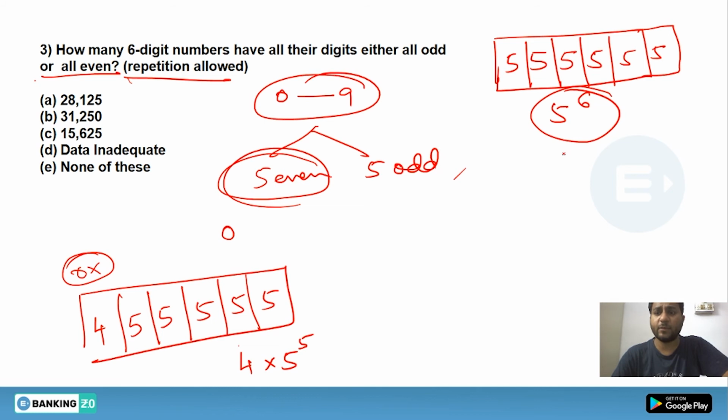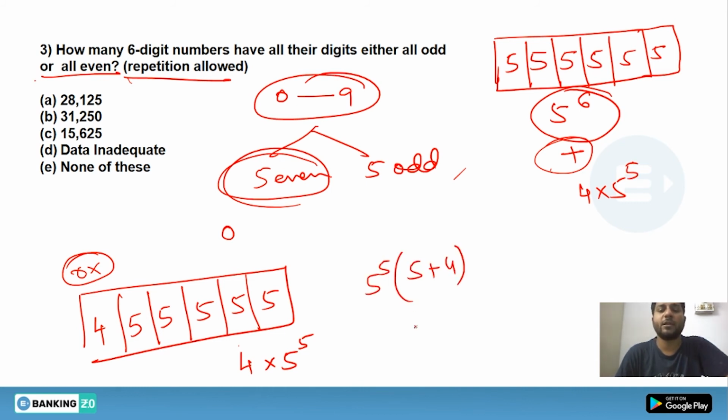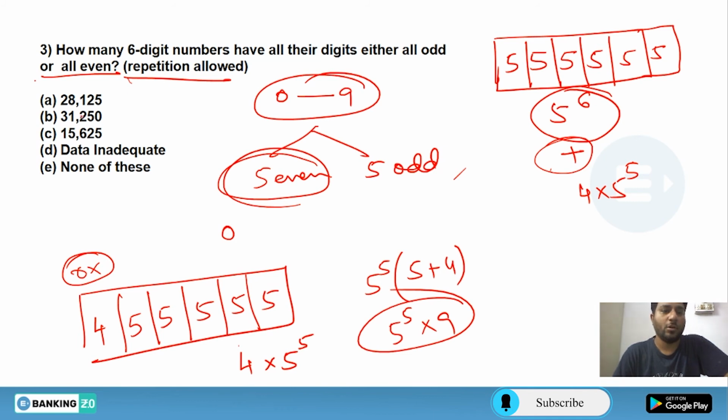So either this one will come or this one will come. Then you will take the sign of either-or, which is plus, and you will take 5 to the power 5 common. Hence you will be left with 5 to the power 5 into 9. And you will get the final answer as option A.